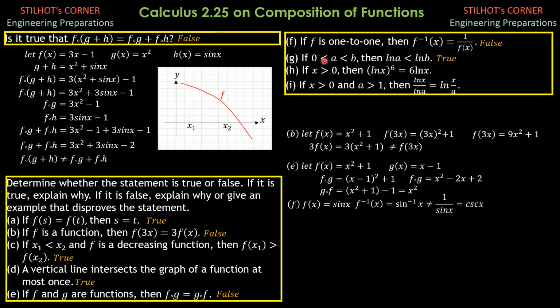Then g, if 0 is less than a less than b, then ln of a is less than ln of b. So that is true. For instance, if a is 1 and b is 2, ln of 1 is 0, and ln of 2 is approximately 0.693. So 0 is less than 0.693. That statement is true.